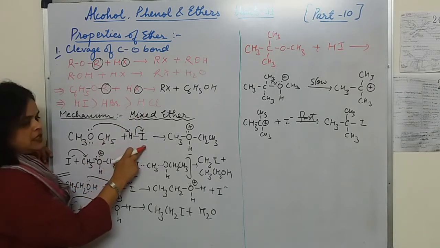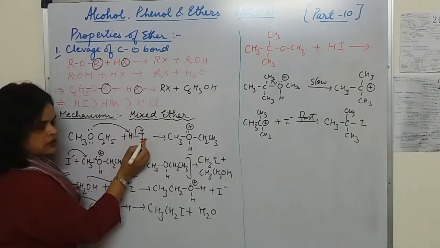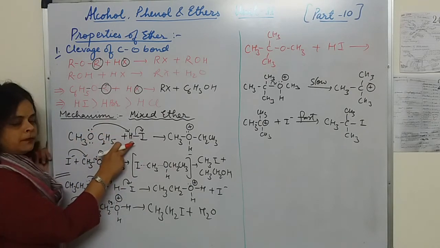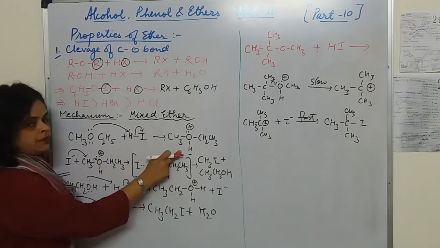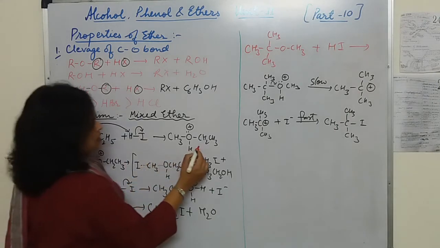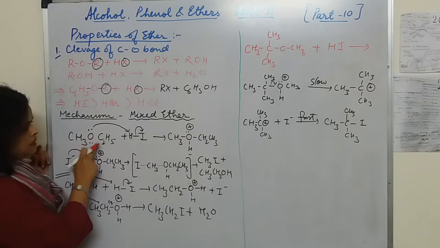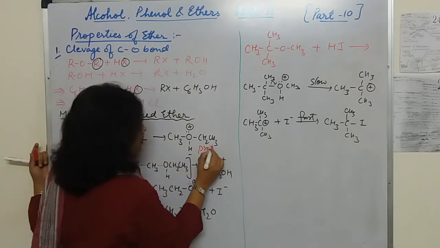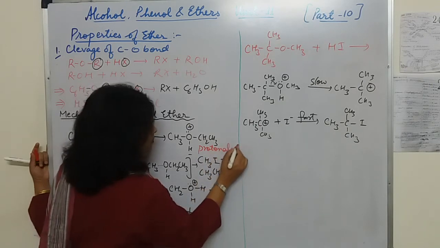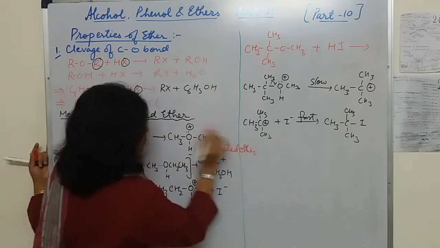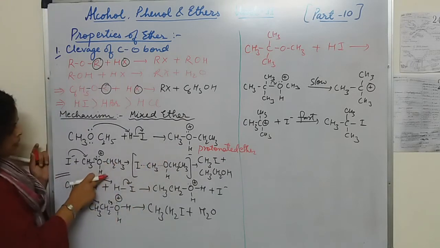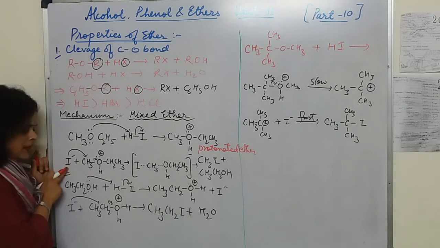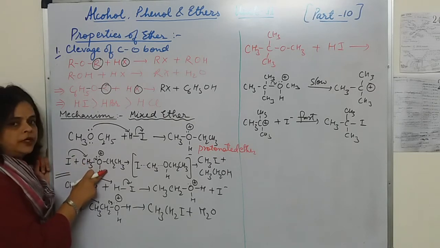When it combines with HI, this bond shifts on this and this lone pair of electrons gets attacked with this H plus. Okay, and here we are getting protonated ether. This is protonated because this ether gets attacked with one hydrogen. So this is now protonated ether. Now this protonated ether gets attacked by iodide ion. This iodide ion attacks on this protonated ether.